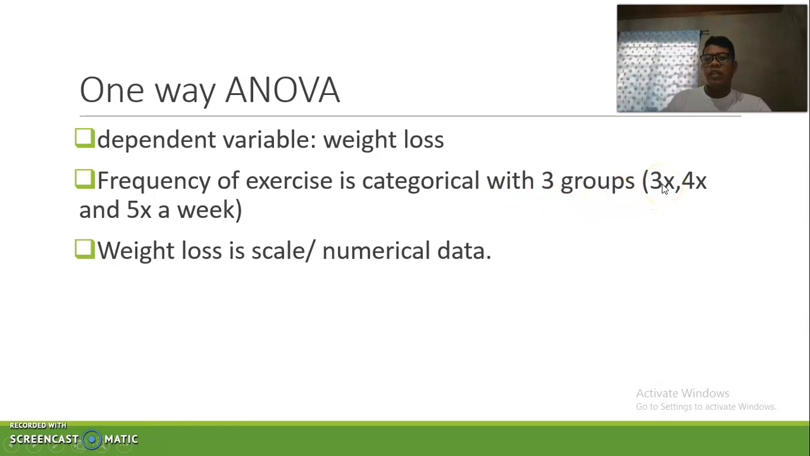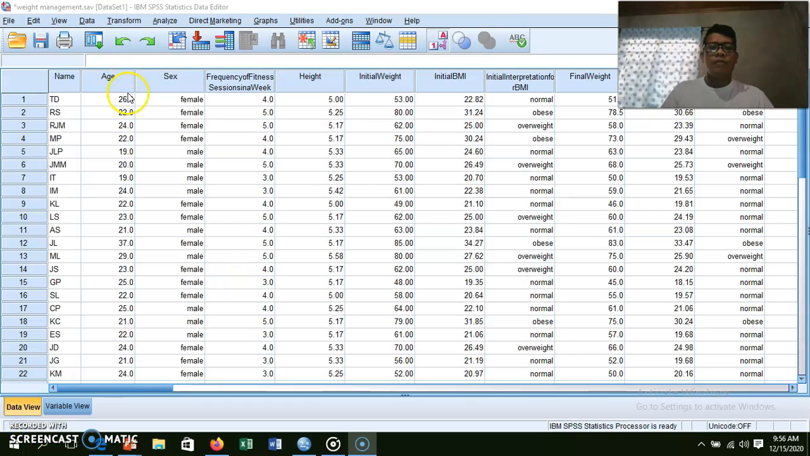So we have three times a week, four times a week, and five times a week. So we have three categories. It can also be more than three categories; that's also possible. This is a qualitative variable. Our weight loss, the dependent variable, the one that we want to measure, is a quantitative or scale variable. So let's open the weight management file.